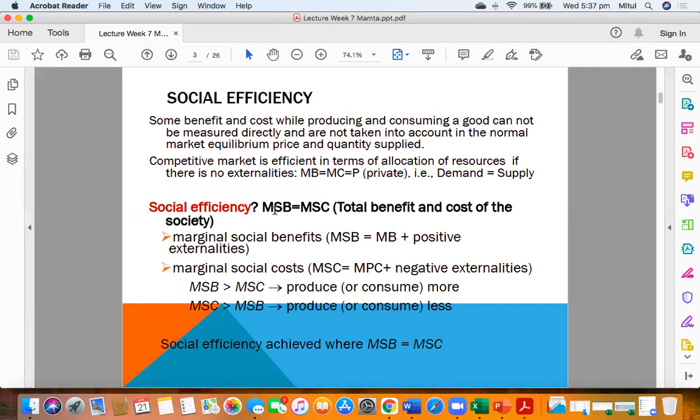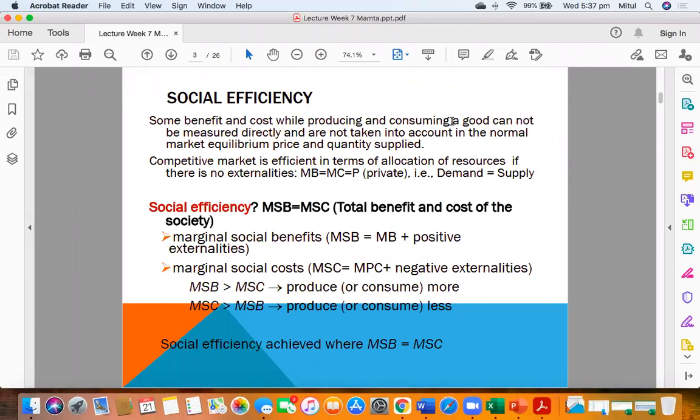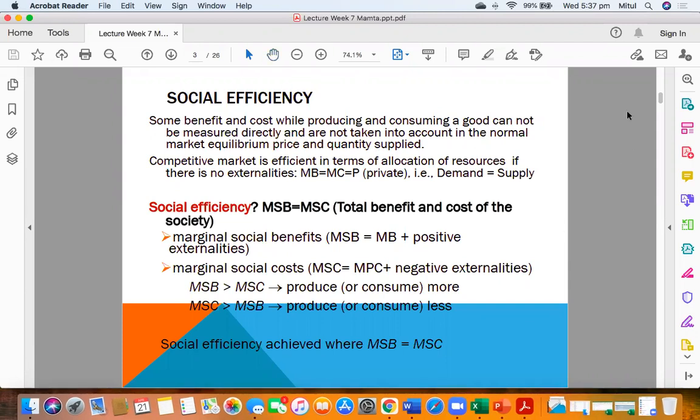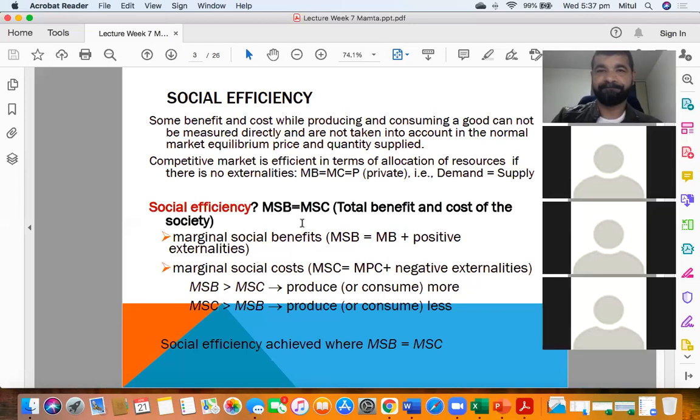Social efficiency. What is that? That's a good thing. Enter the waiting room. There's nothing there. All right. So we'll talk about social efficiency. First, we'll talk.